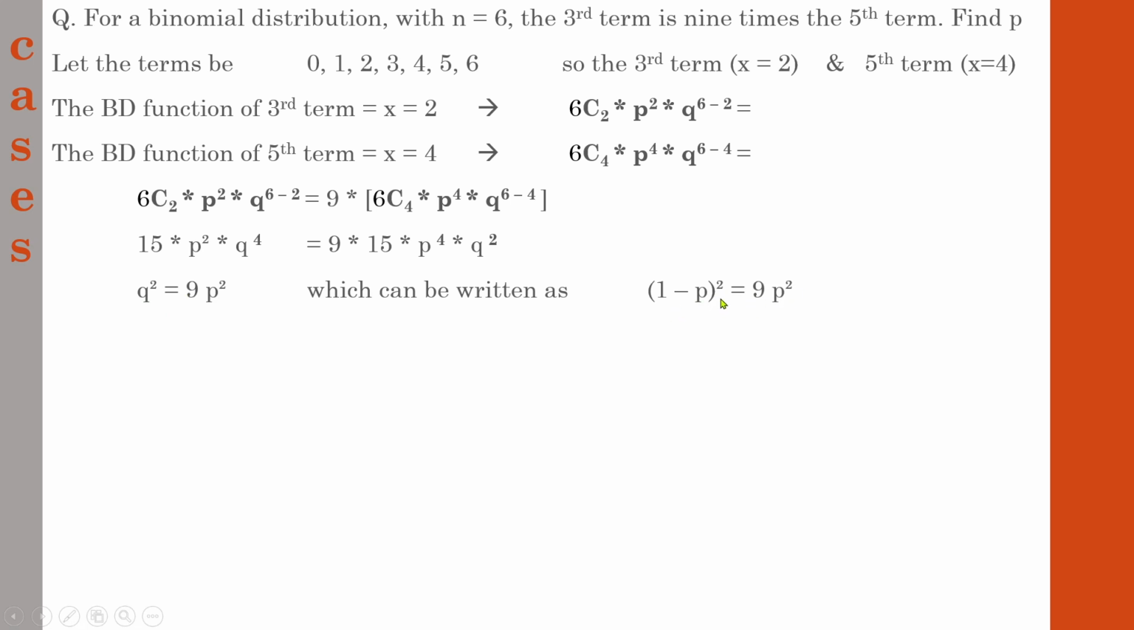So (1 minus P) raised to 2 is an important mathematical identity, that is (a minus b) the whole square. So using that identity, I expand this bracket, I will get 1 minus 2P plus P raised to 2 equal to 9P2. Let it be like that.